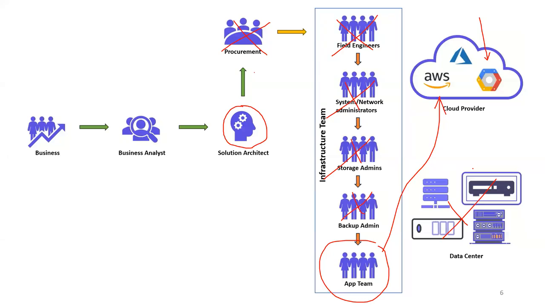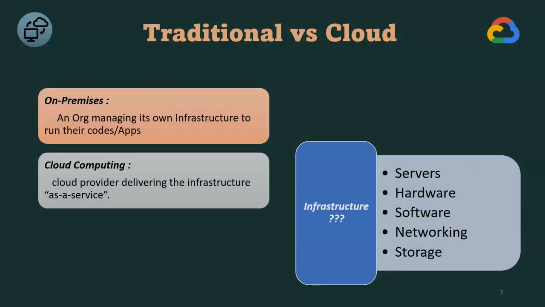This is the difference between the on-premises and traditional working model. If I have to say it in one single word, the traditional or on-premises working model is nothing but an organization managing its own infrastructure to run their code and applications. A very simple sentence, guys. An organization managing its own infrastructure to run their applications and code is nothing but a traditional working model.